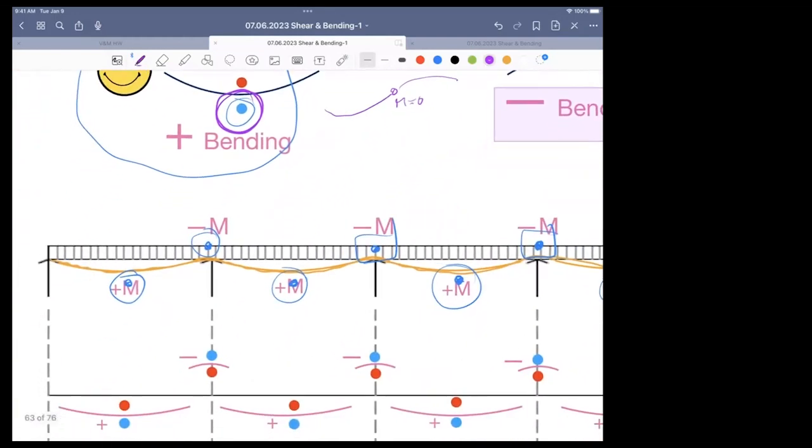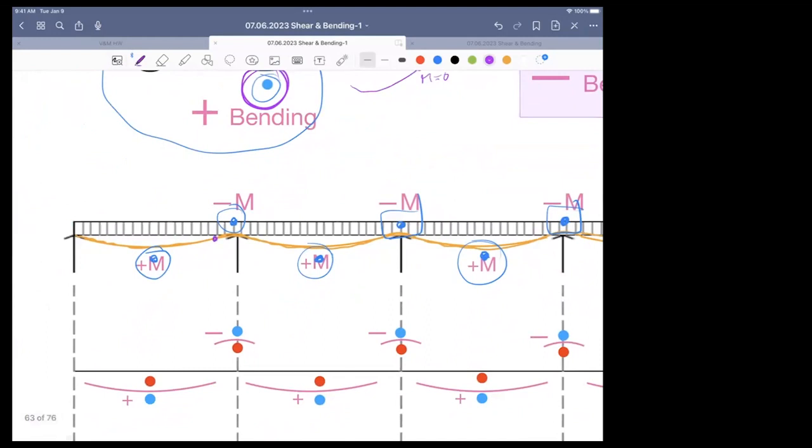So if I'm looking at this diagram here, the deflected shape, I see the curvature changing right here. That's a point of inflection. That's another one. That's a point of inflection.